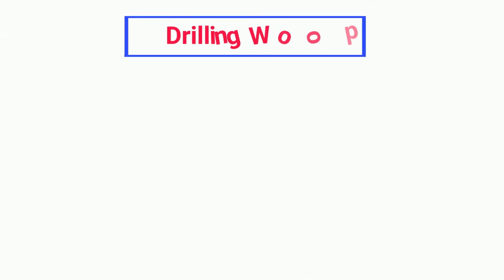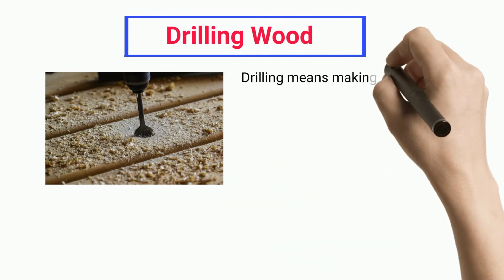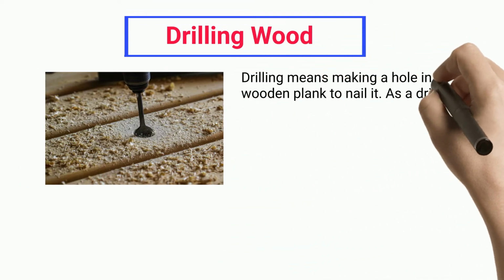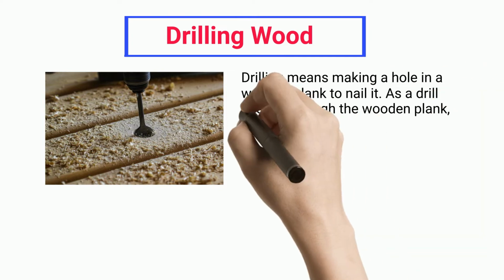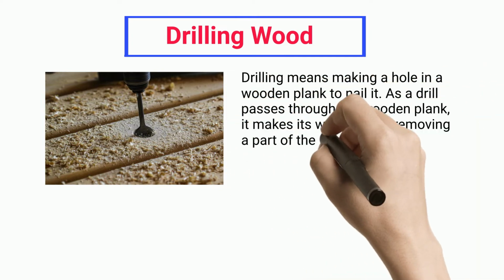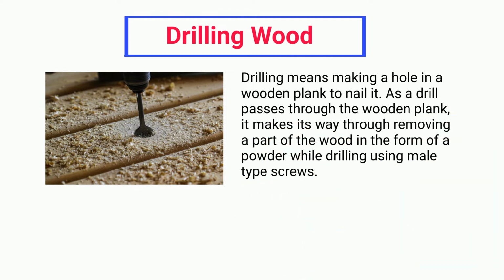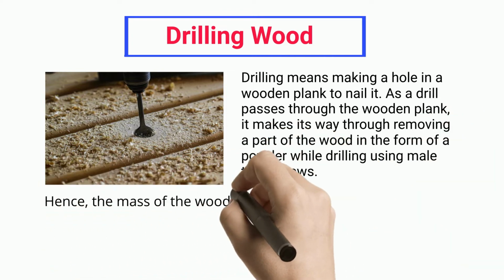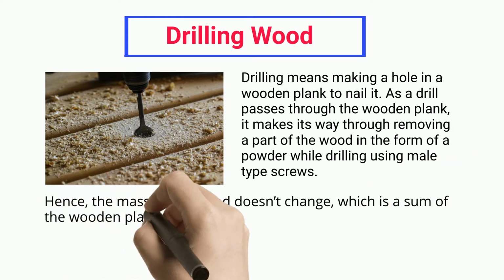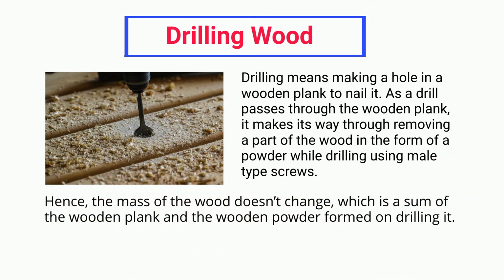Drilling wood. Drilling means making a hole in a wooden plank to nail it. As a drill passes through the wooden plank, it makes its way through, removing a part of the wood in the form of a powder while drilling using nail-type screws. Hence, the mass of the wood doesn't change, which is a sum of the wooden plank and the wooden powder formed on drilling it.